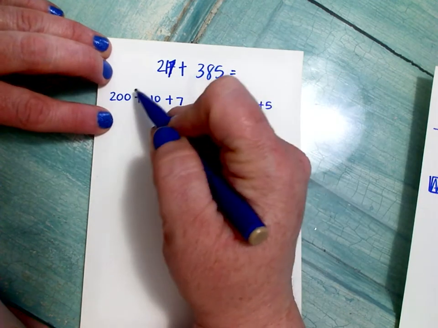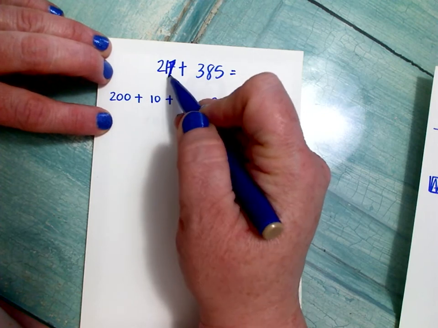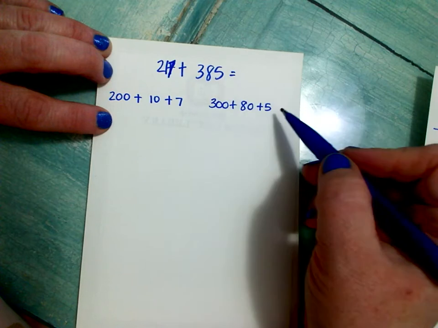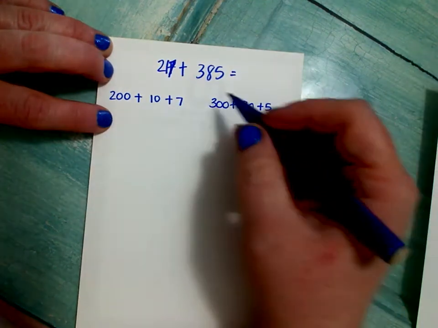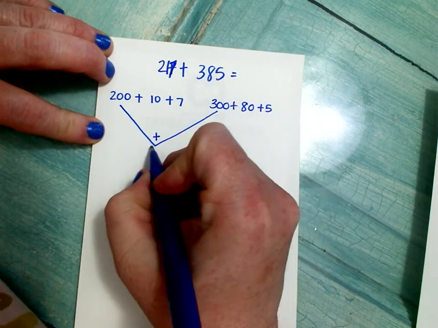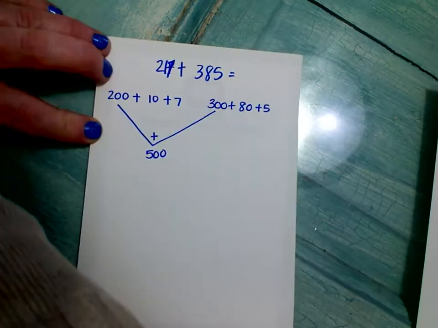This 2 is worth 200. This 1 is worth 10. This 7 is worth 7. This 3 is worth 300. This 8 is worth 80. This 5 is worth 5. And now we're going to add it together. And usually when we add it together, we do something like this. So 200 plus 300 is 500.